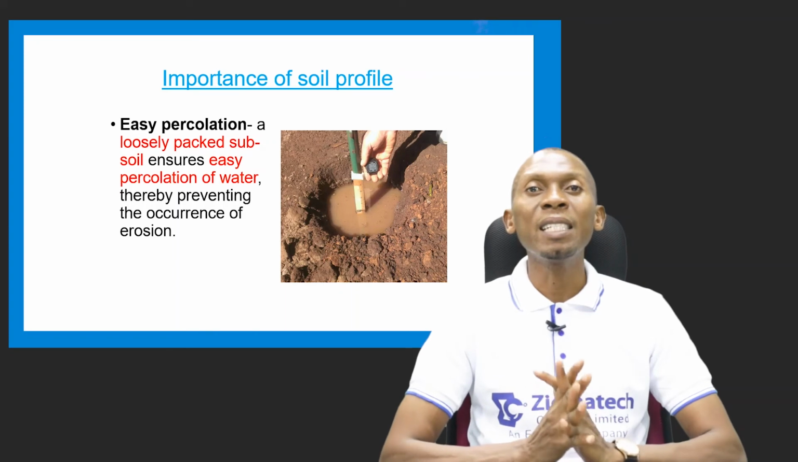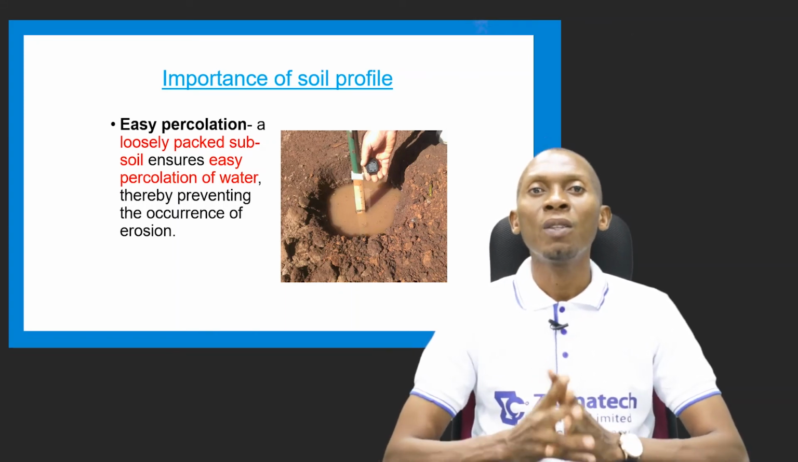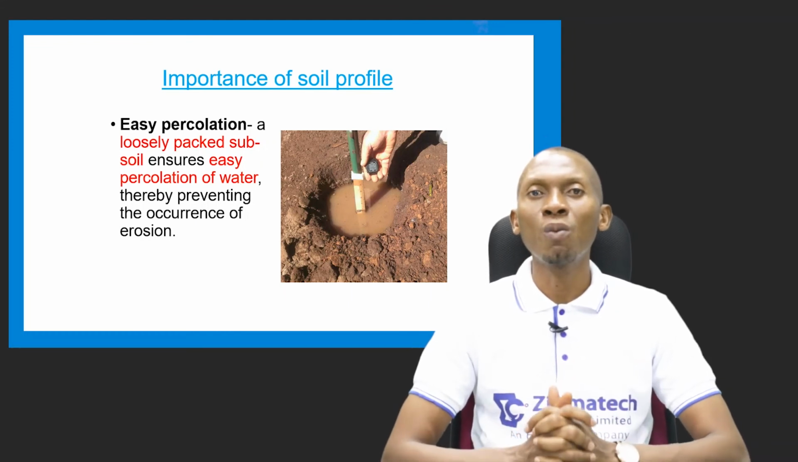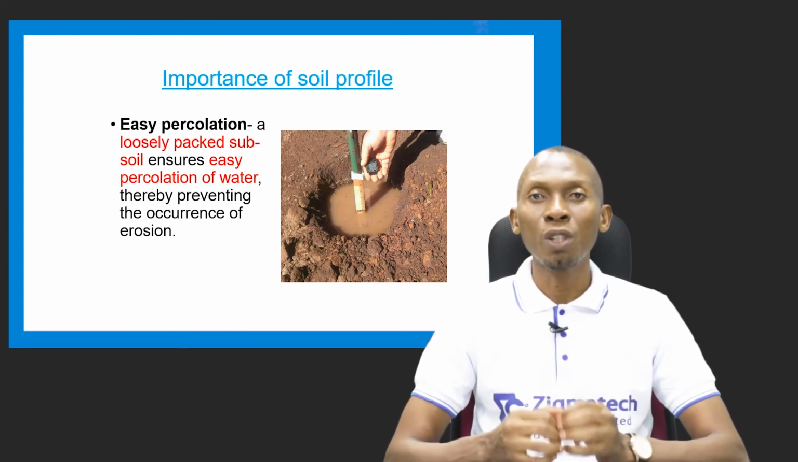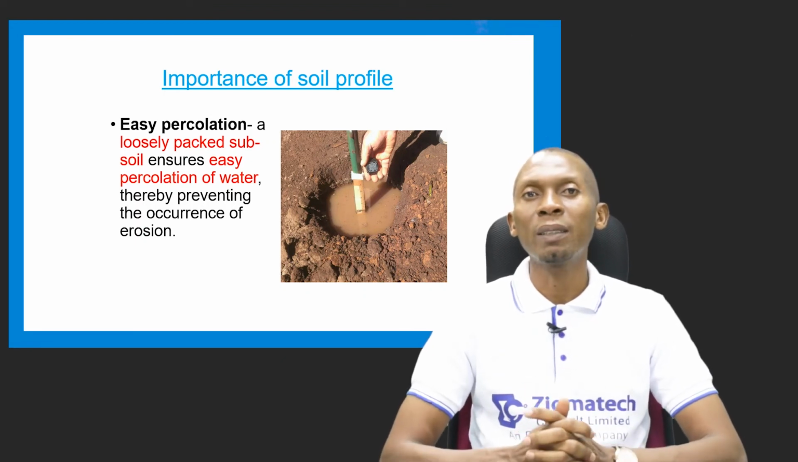Another importance is easy percolation. If the subsoil is loosely packed, there will be easy percolation of water, which has to do with the absorption of water or the downward movement of water, and this will help to prevent erosion.